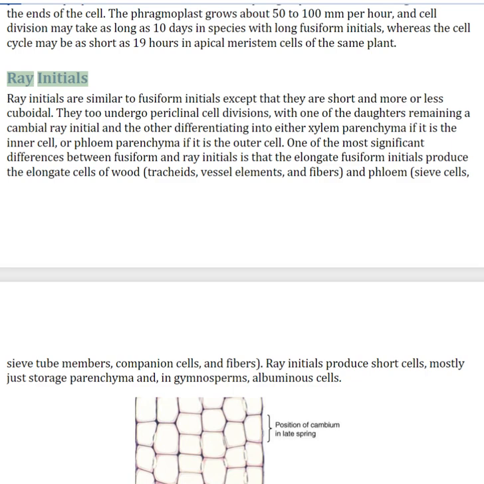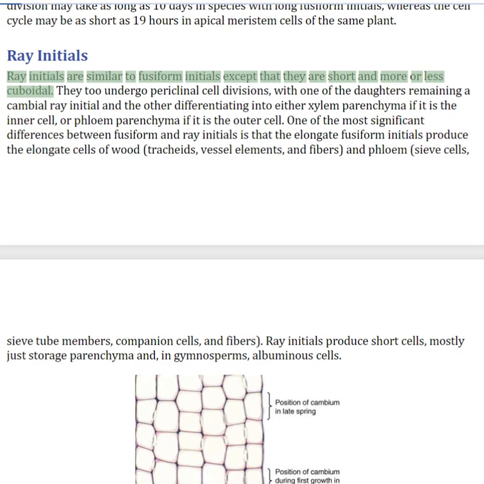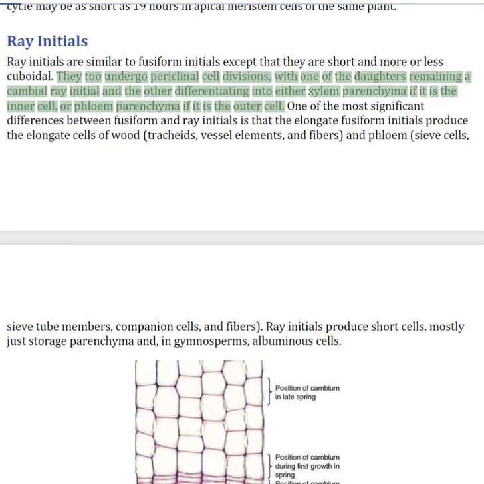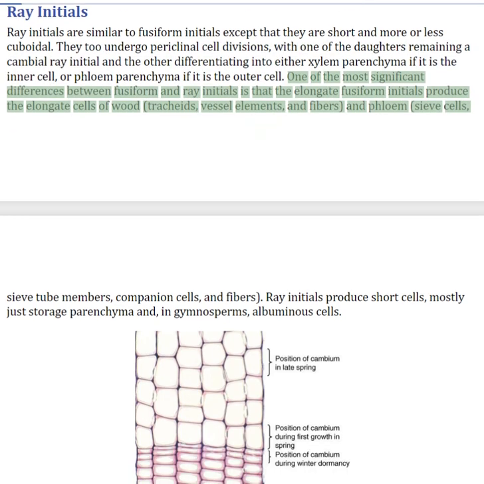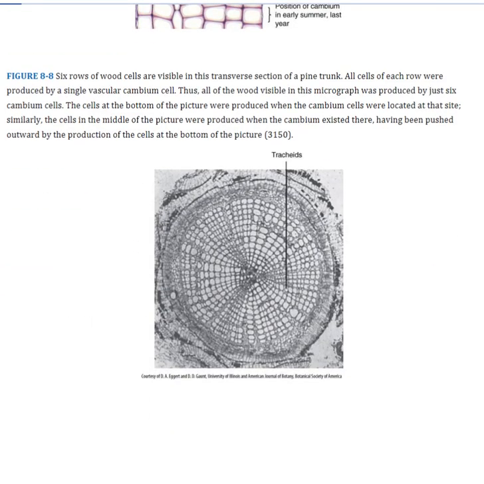Ray initials. Ray initials are similar to fusiform initials except that they are short and more or less cuboidal. They too undergo periclinal cell divisions, with one of the daughters remaining a cambial ray initial and the other differentiating into either xylem parenchyma if it is the inner cell, or phloem parenchyma if it is the outer cell. One of the most significant differences between fusiform and ray initials is that the elongate fusiform initials produce the elongate cells of wood and phloem: sieve cells, sieve tube members, companion cells, and fibers. Ray initials produce short cells, mostly just storage parenchyma and, in gymnosperms, albuminous cells.